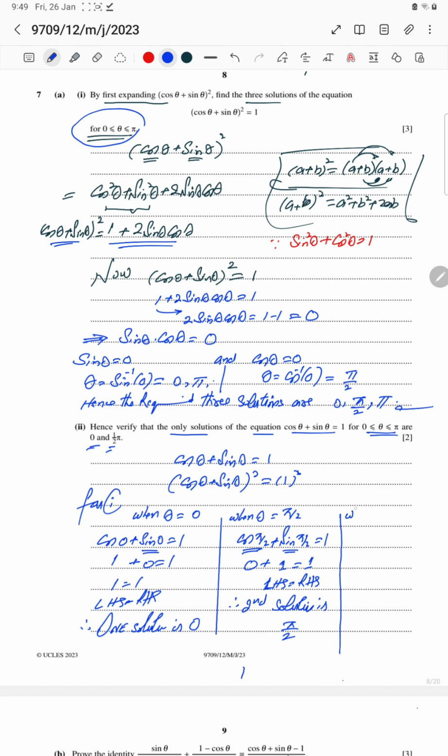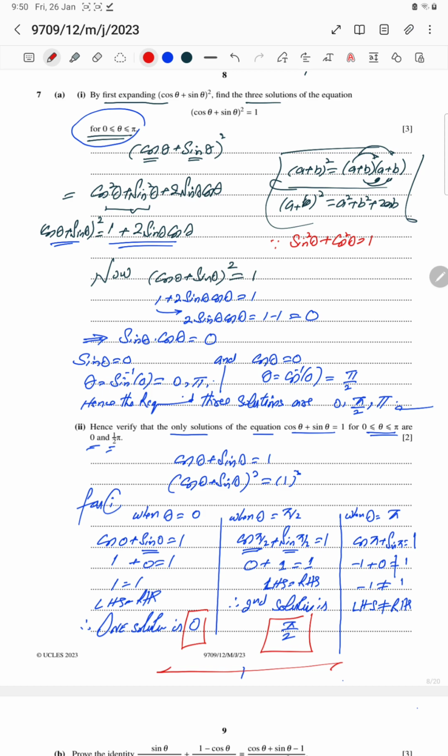Now see the third, when theta is equal to pi. So cos of pi plus sin of pi equals 1. Cos pi is minus 1 plus sin pi is 0, so minus 1 is not equal to 1. So the left hand side is not equal to the right hand side, so this is not a solution. The final solutions are 0 and pi by 2. These are the two solutions required for this case. I hope it is clear.